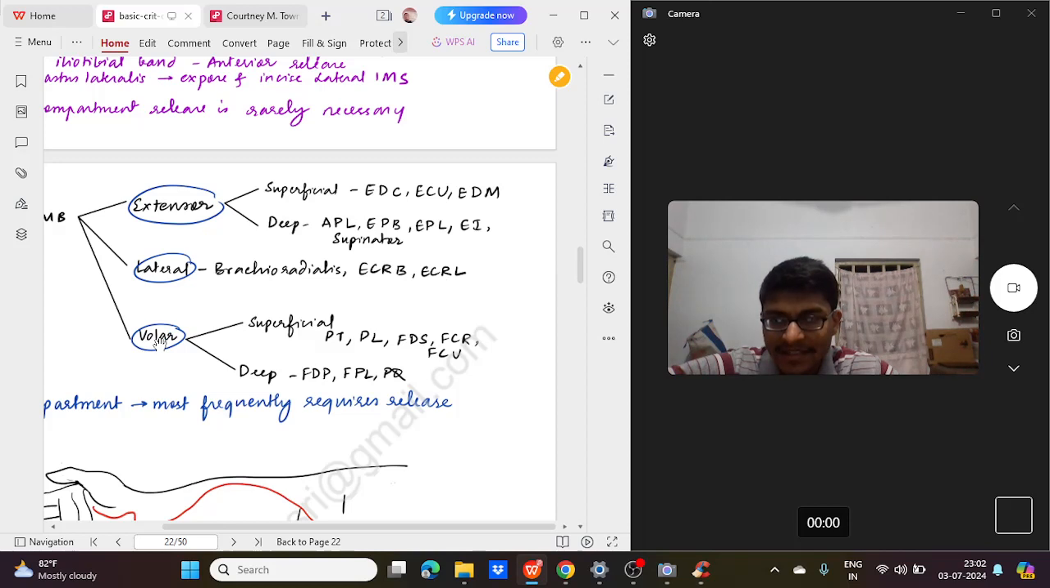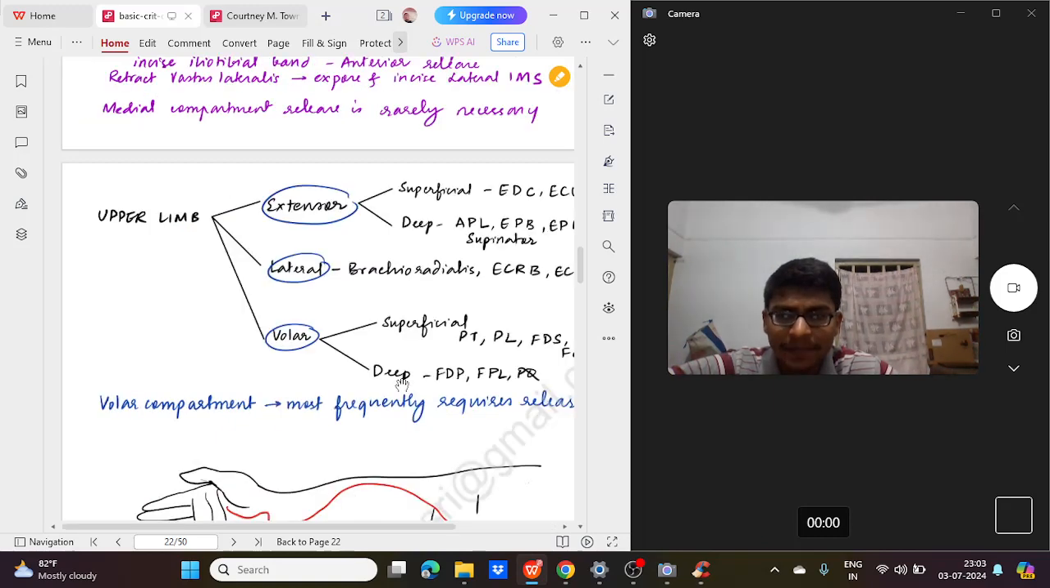In the flexor or volar compartment, we have a superficial and deep group. The superficial has pronator teres, palmaris longus, flexor digitorum superficialis, flexor carpi radialis, and flexor carpi ulnaris. Then in the deep, we have flexor digitorum profundus, flexor pollicis longus, and pronator quadratus.